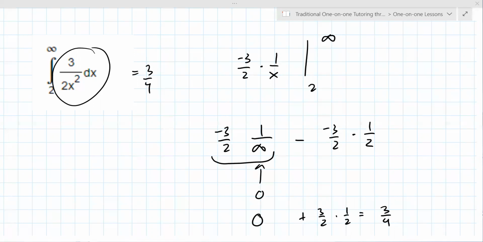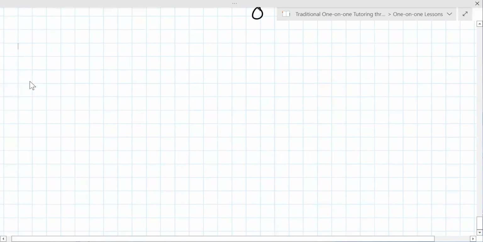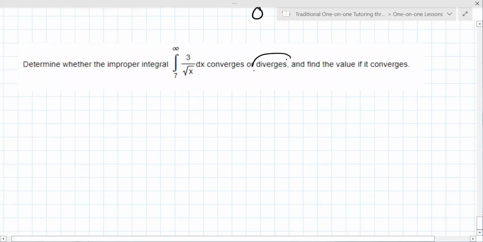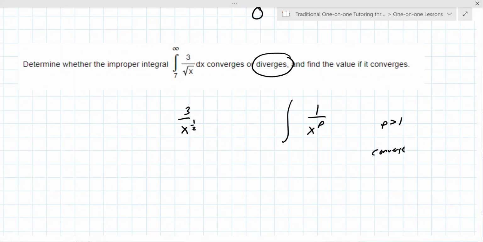Okay, so this next problem right here, this one actually diverges. There's this thing called the p-test. So the exponent on the bottom has to be greater than 1. P has to be greater than 1 for this to converge. And you can see that the exponent you have is 1/2. So this one diverges. Sweet.